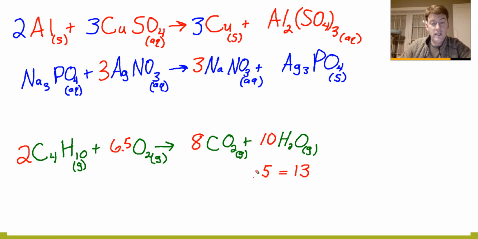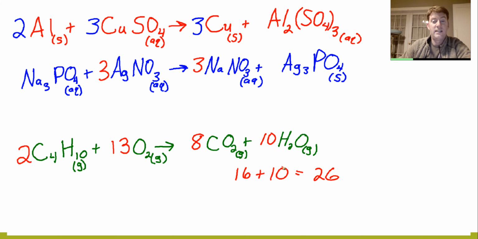So down here, as we're looking at counting up our oxygens, 8 times 2 is 16. 10 times just 1 there, right, is 10. Well, that equals 26. So I need to get 26 out of this. So now I double that number that I had there before, and I get 13. And that works out. Everything is good. We got 26 oxygens there, 26 on this side, 8 carbon, 20 hydrogen, and that's it.